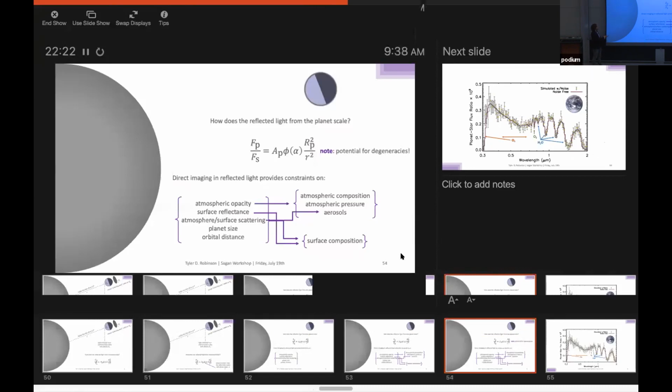But also you could see that the albedo and the planetary radius could kind of trade off, and that something that is high albedo and small could be about as bright as something that is low albedo and large, although there are ways of breaking that degeneracy.